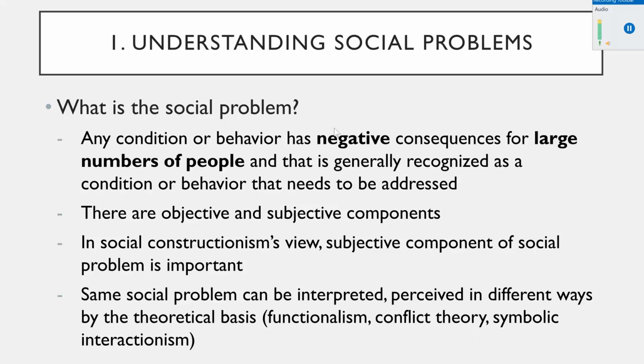So how people perceive a social problem is more important in social constructionism. In social constructionism, the subjective component is more important, and the same social problem can be interpreted, perceived, or even criticized in different ways by different sociological explanations: functionalism, conflict theory, and symbolic interactionism.